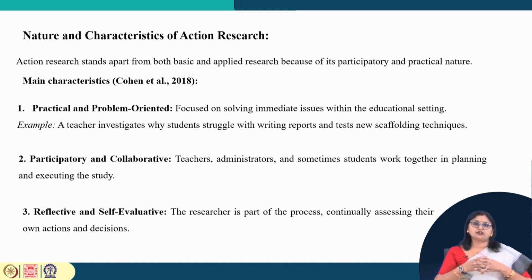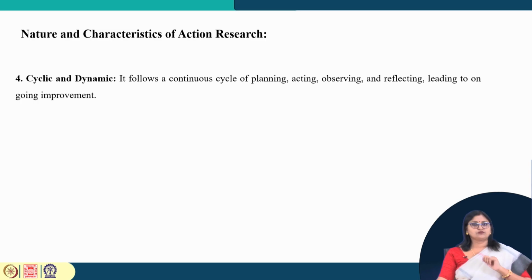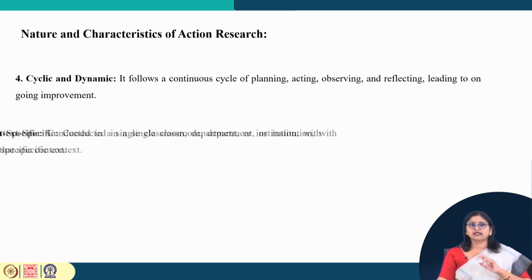Third, reflective and self-evaluative. In action research, the researcher is part of the process, continually assessing their own actions and decisions. So not only for problems, but also for the betterment of their working, they can conduct action research. The fourth is cyclic and dynamic. Action research follows a continuous cycle of planning, acting, observing and reflecting, leading to ongoing improvement. It means practical problems, practical solutions, and immediate solutions are the main lead of action research.